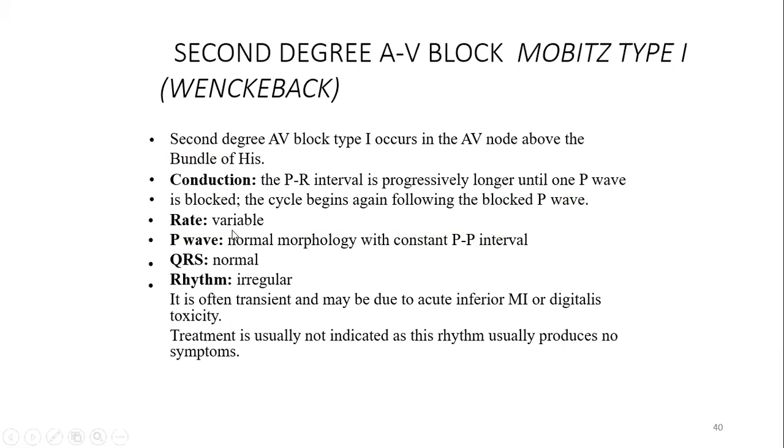Here the rate is variable, the P wave is normal, even the PP interval is normal, the QRS is normal, but the PR interval is prolonged and the rhythm is also irregular. It is often transient and may be due to acute inferior MI or digitalis toxicity. Treatment is not indicated as this rhythm usually produces no symptoms.